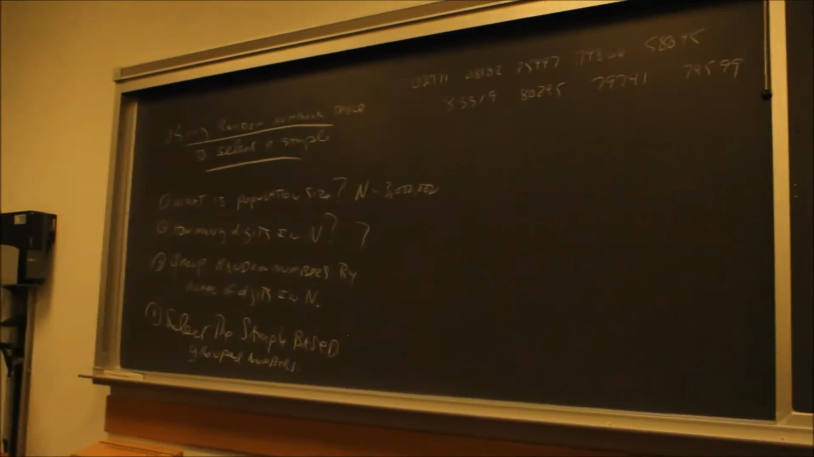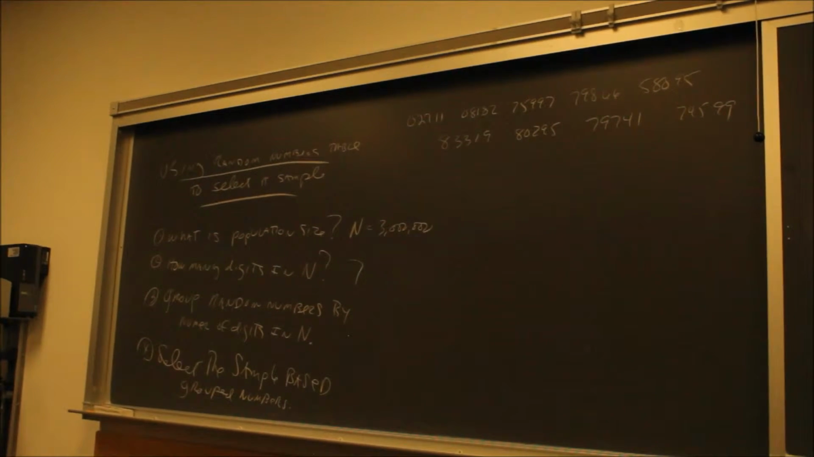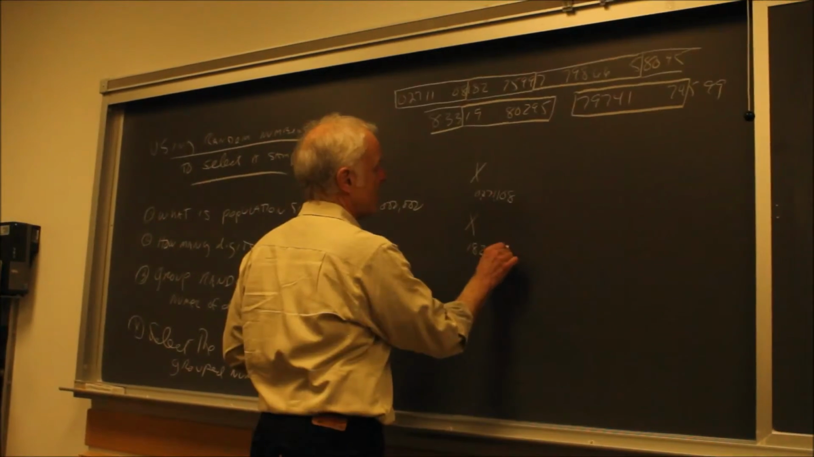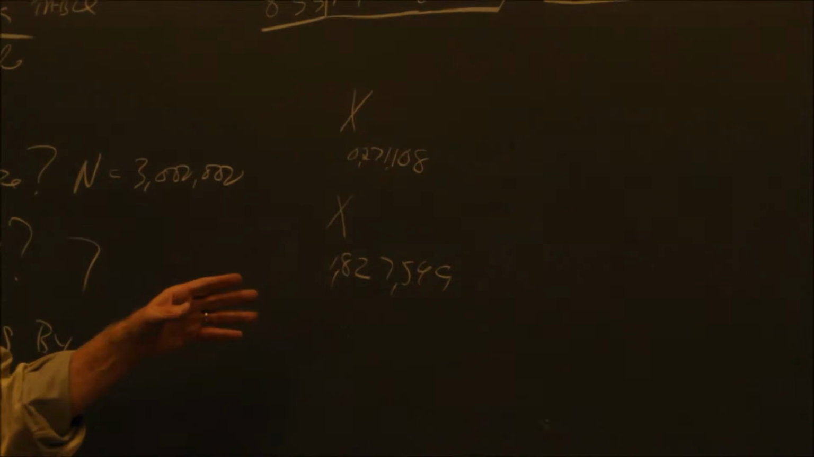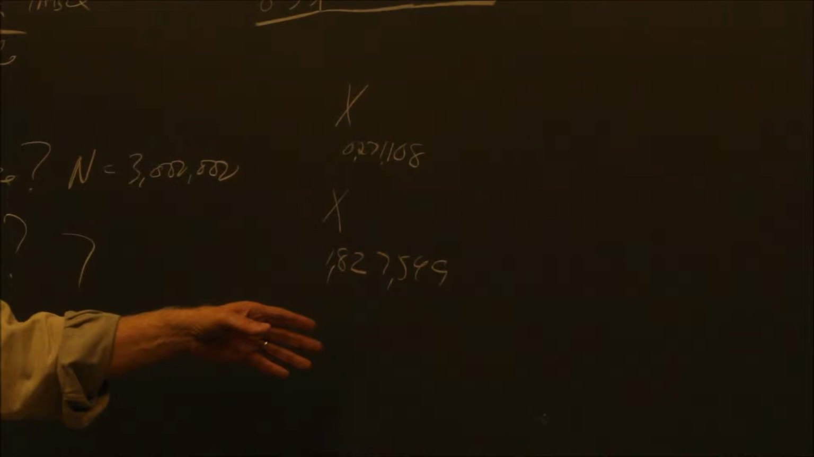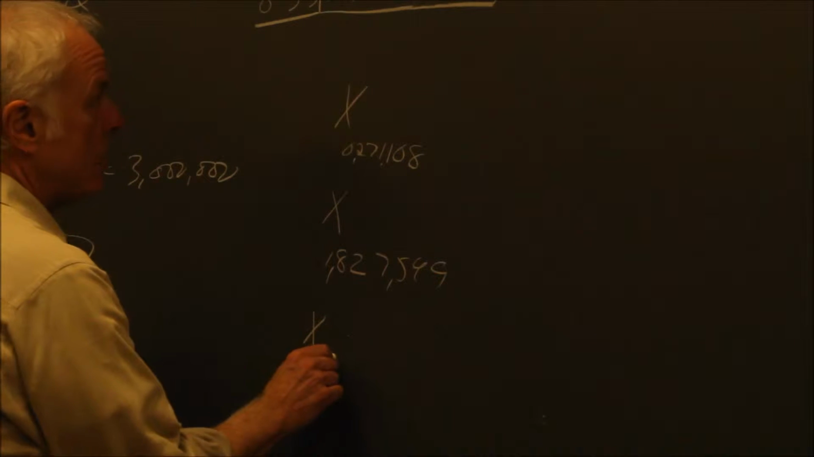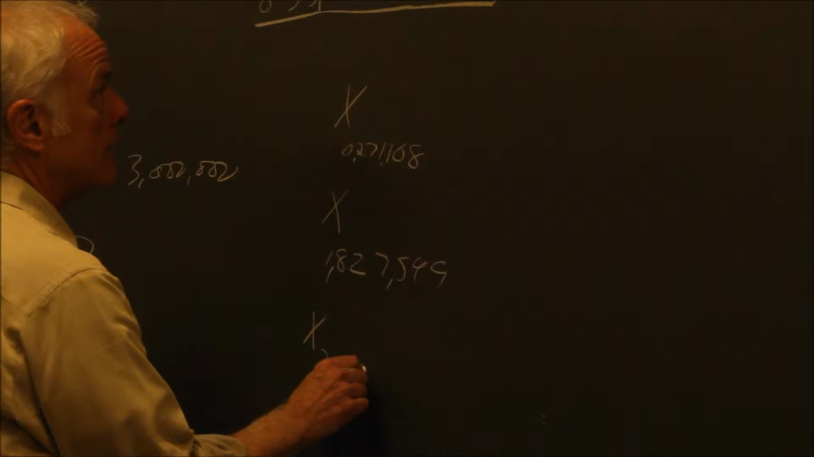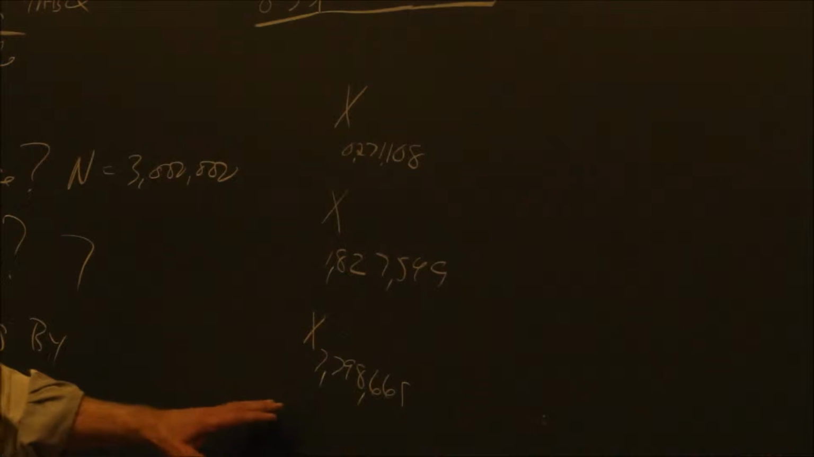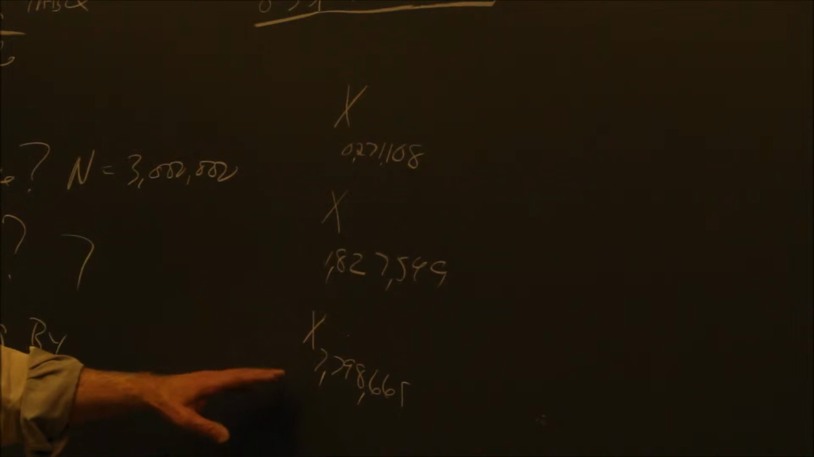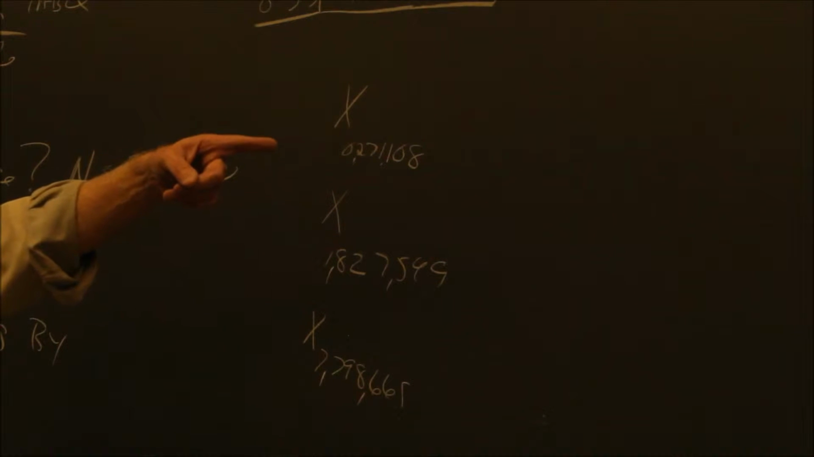Yeah, I probably should have said 9 million. 9 million would be a lot better because we go through this a little quicker, but we only said 3 million, so you'll see what happens. You have to find observation 1,827,549. Third one, 7798665. You have to go find observation 7,798,665. The only problem is there's no such observation because it only goes up to 3 million.